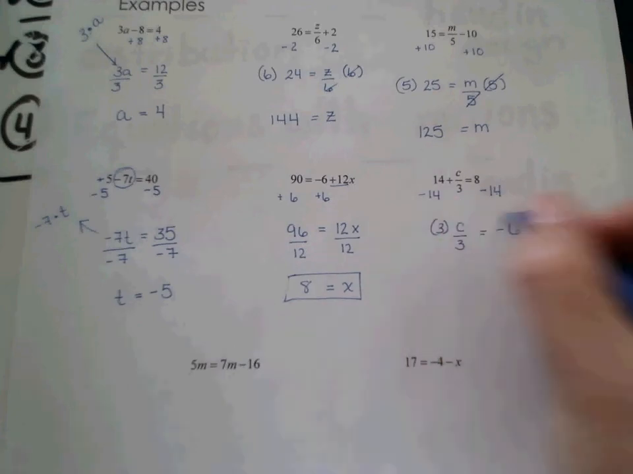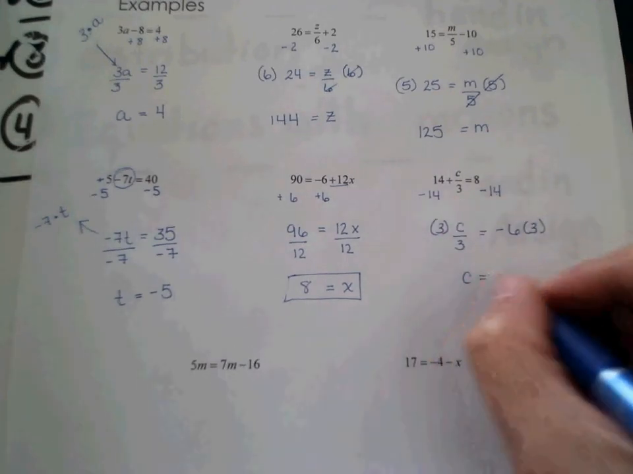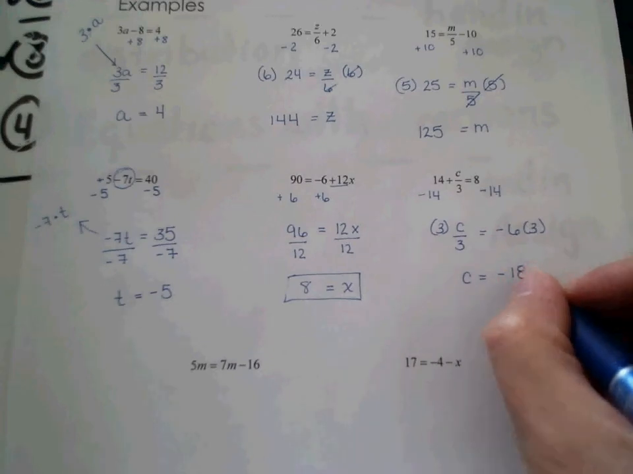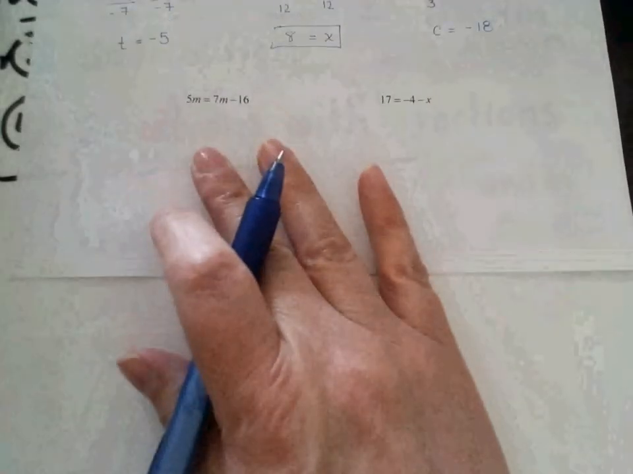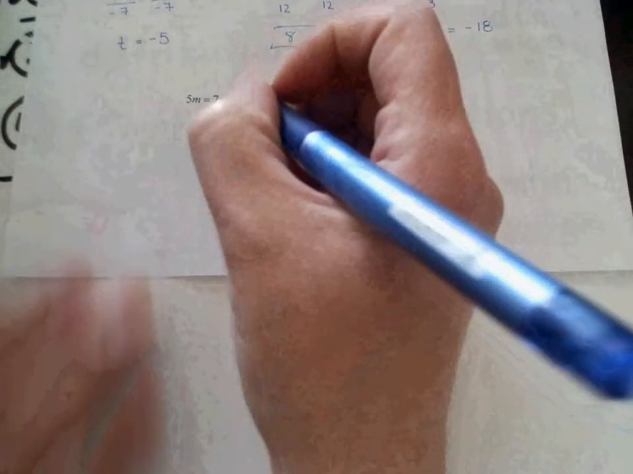Okay, I want to get rid of the divide by 3. So remember, I'm always working on the side with the letter. That's the one that's going to direct me what math I need to undo. Okay, that's the most important part. Slide it a little bit forward again.